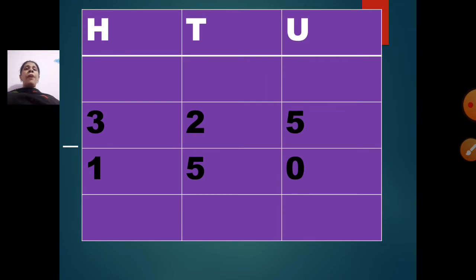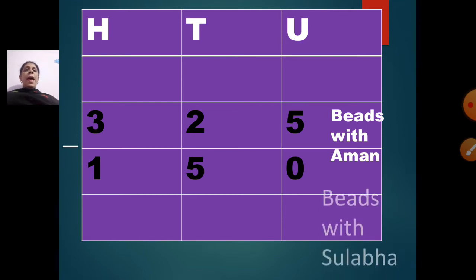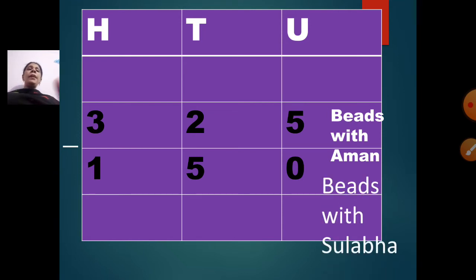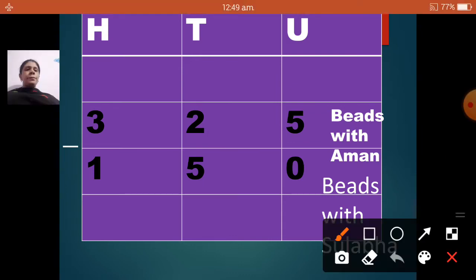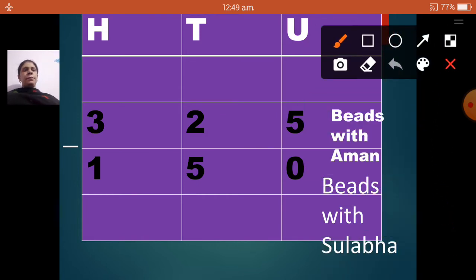We will make a column of HTU, that is hundreds, tens, units. We are going to arrange the numbers according to their place values and then write beads with Aman. How many beads were there with Aman? 325. And beads with Sulabha were how much? 150. Okay. So now let us subtract. 5 minus 0, 5. 2 minus 5. 2 is a smaller number, 5 is a bigger number. So it cannot be subtracted.